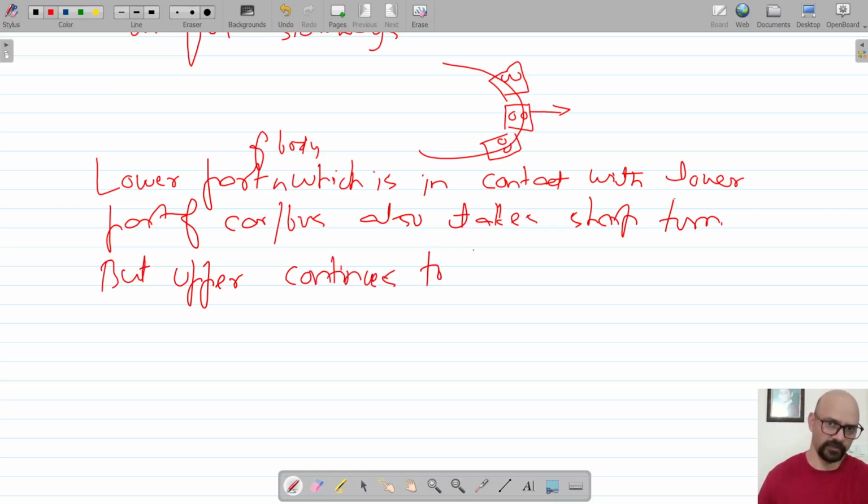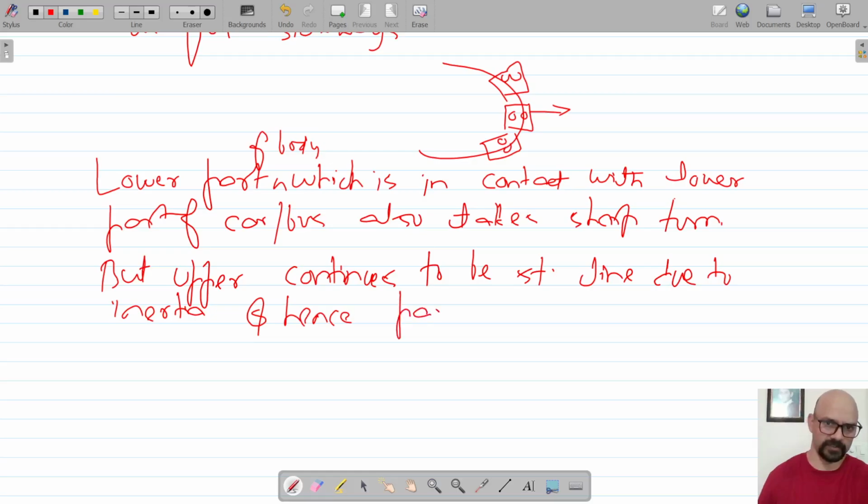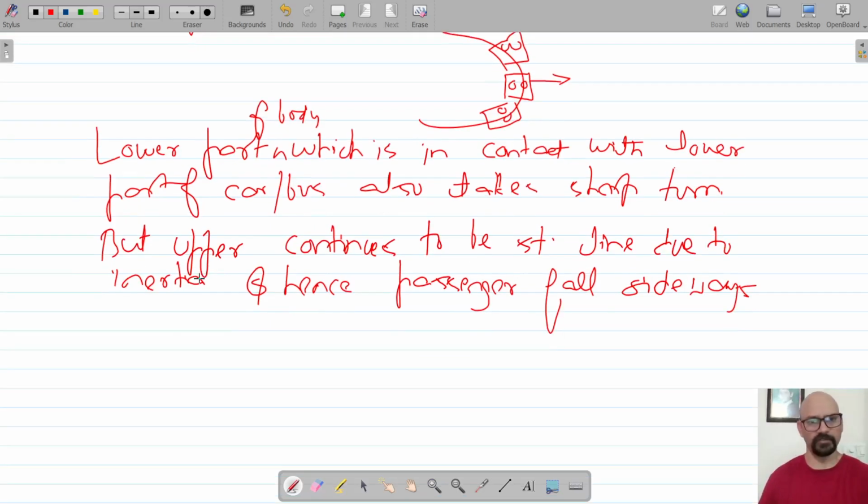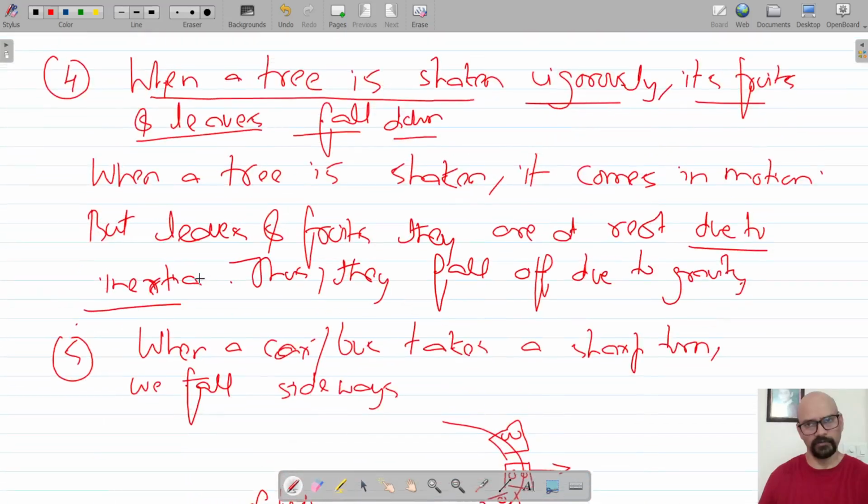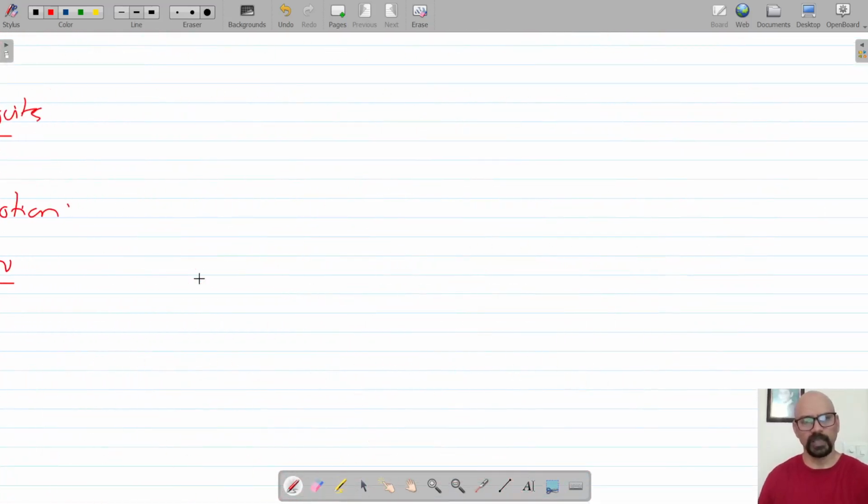So the upper part continues to be in a straight line due to inertia, and hence we, or let's say the passenger, fall sideways. This is how you can explain the reason for this. And we can also get one more example for this, that is, it is dangerous to jump out of a moving bus.